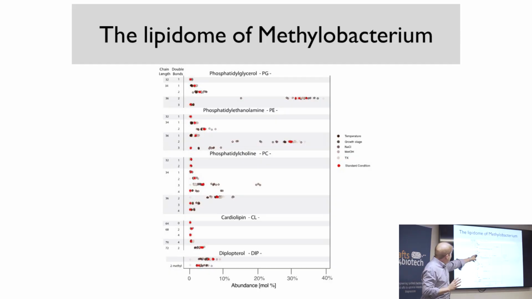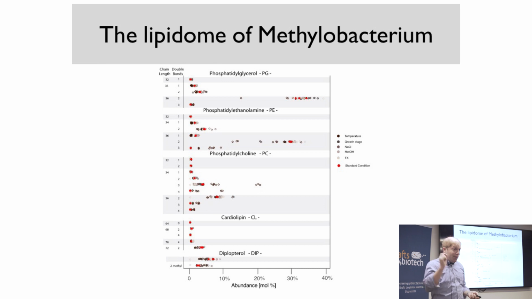You can see already that all those dots are the abundances for all the conditions. So you're just looking at all the data on one plot. It's a big table, basically. And you can see there's some variation. Lipids go up and down. The red dot is the abundance at the standard growth condition, 30 degrees, pH 7. So there's quite a bit of variation.